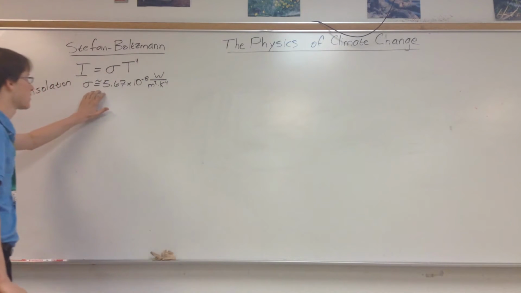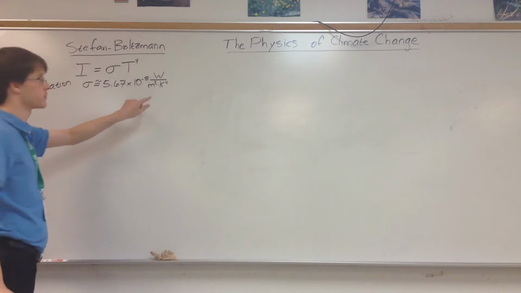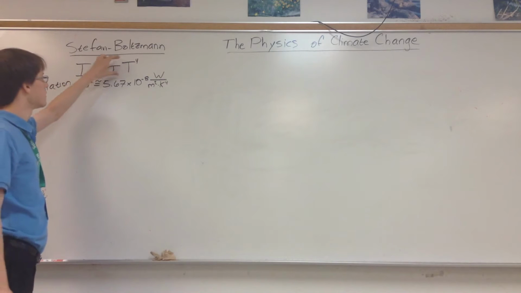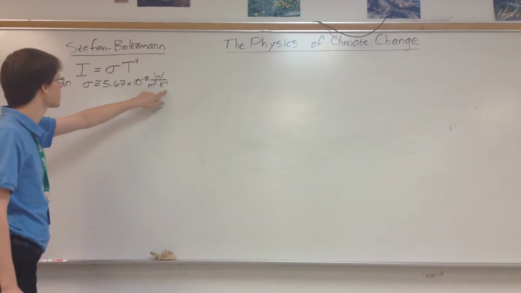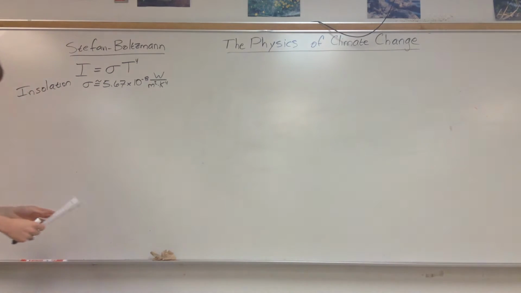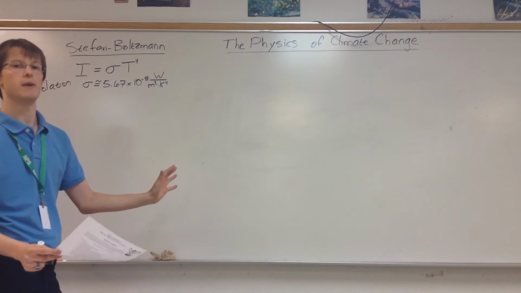So the Stefan-Boltzmann constant is 5.67 times 10 to the negative 8th, and you should actually be able to figure out the units, right? If this is power over area, and this is temperature to the fourth, then this should be power over area times temperature to the fourth, which indeed it is. So we're all set. So we're going to use this to try to set up a toy model of the Earth and see what happens.